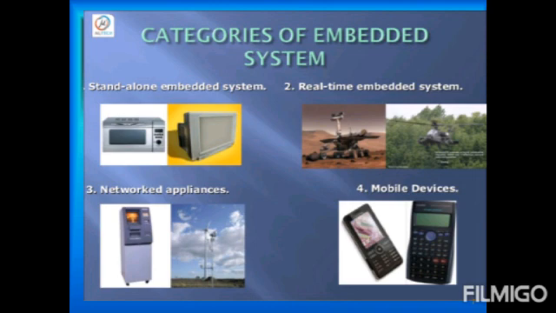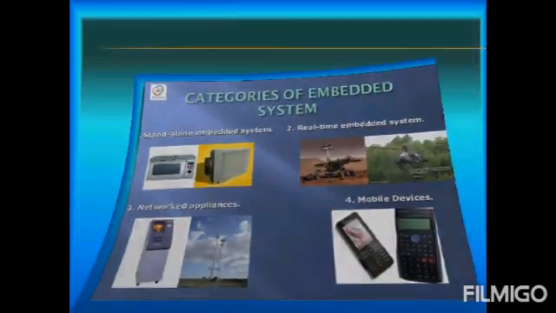Then real-time embedded systems. Here, avionics is an example where we use a real-time embedded system. Then networked appliances: we use the ATM machine here, and your power stations like that are connected together, which comes under networked appliances. Then mobile devices: your mobile phones and calculators are given as examples of embedded systems.